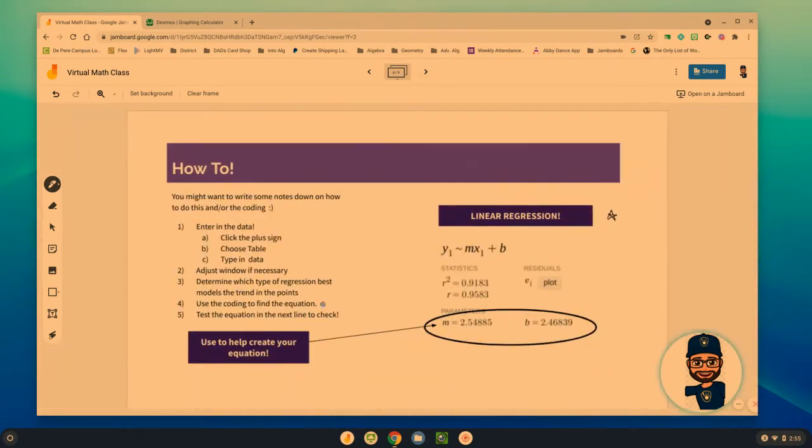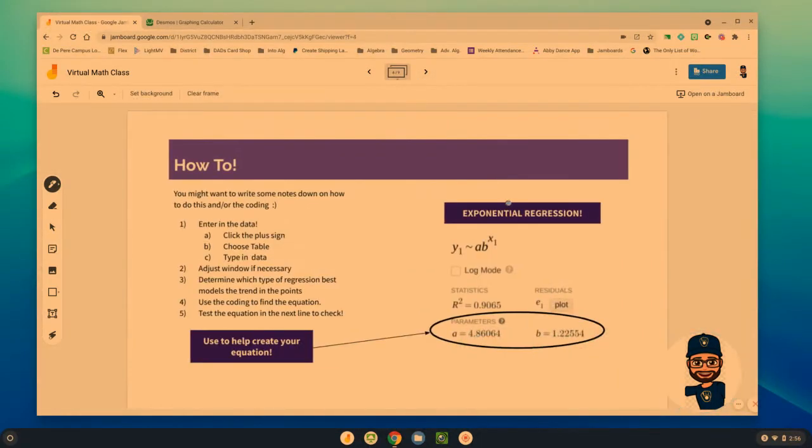Because once I figure out which one of those three, we've got to then use what is called the coding. This is the code, if you will, that we need to enter for linear. If it looks like a linear, then this is the code that we use. And you just type it, Y1, that little squiggly line, which is right next to the number 1, mx1 plus b. You type that in. After you type it in, it will give you the information right next to it.